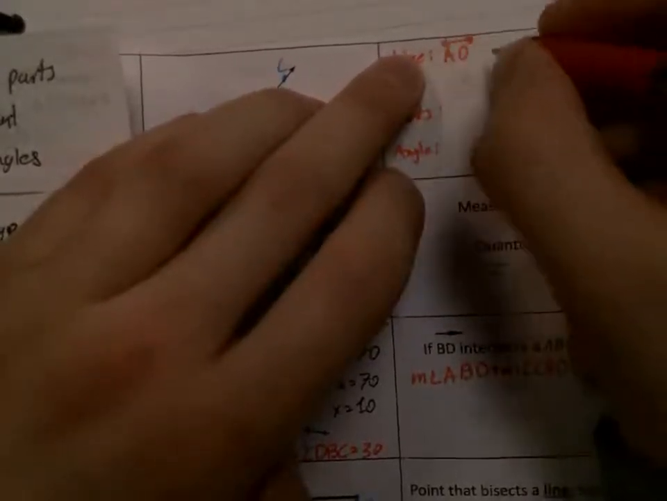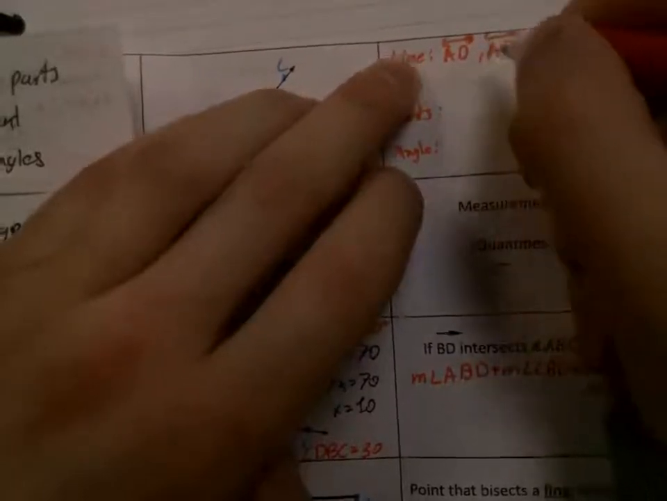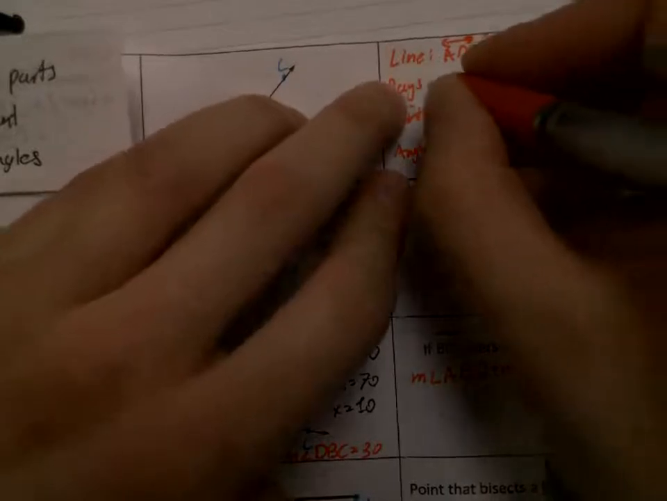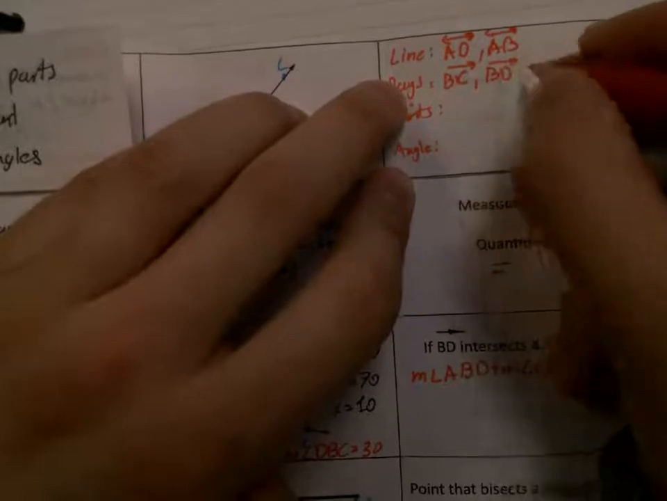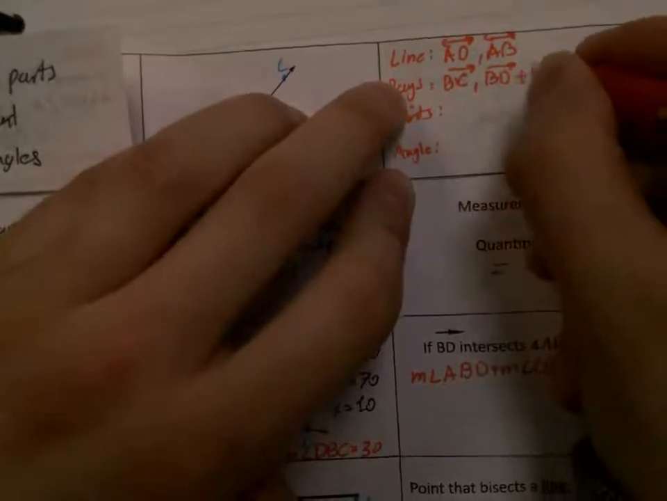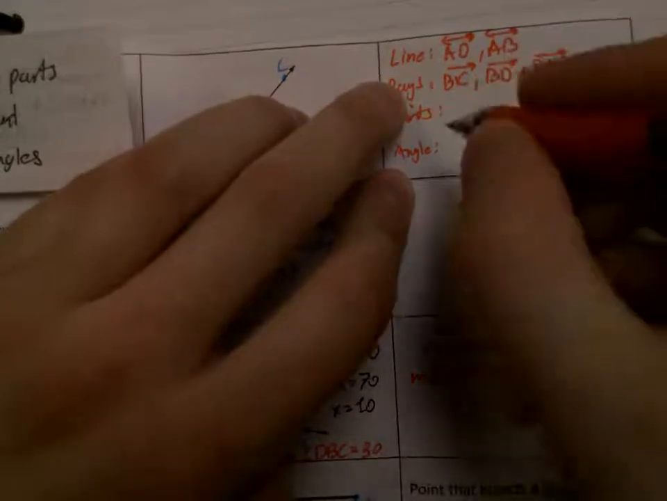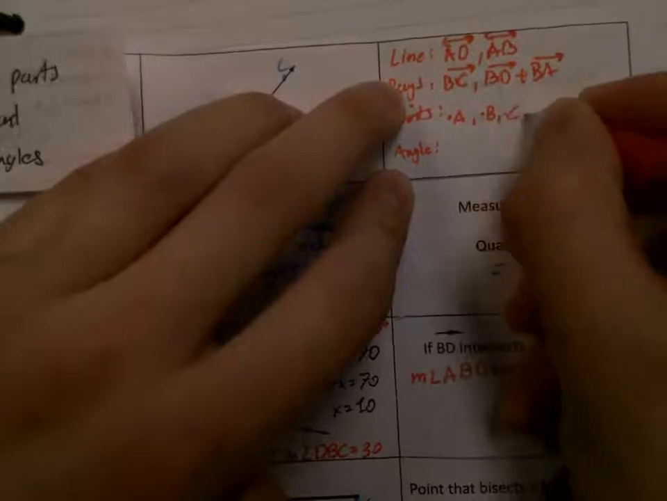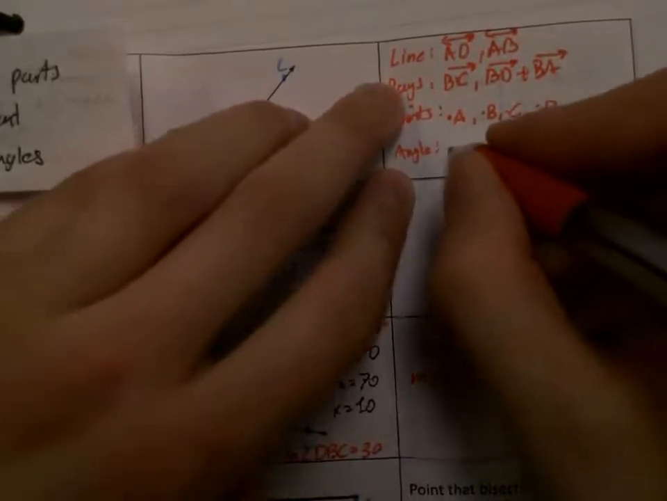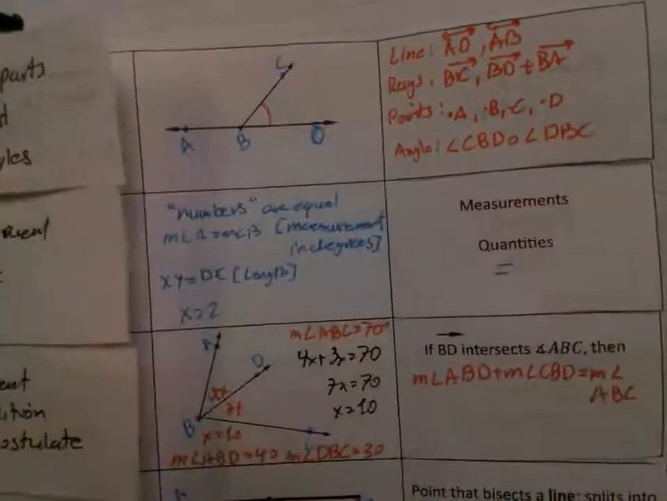Lines are like AD with a double arrow on top, AB. Rays are things like BC, BD going plus BA. We call those opposite rays. Points are things like point A, point B, point C, point D. And finally, angle is CBD or angle DBC.